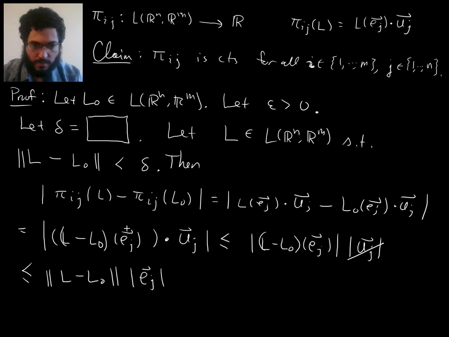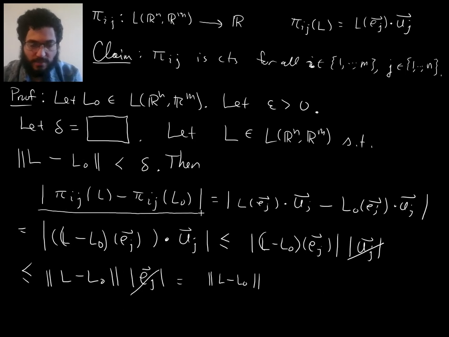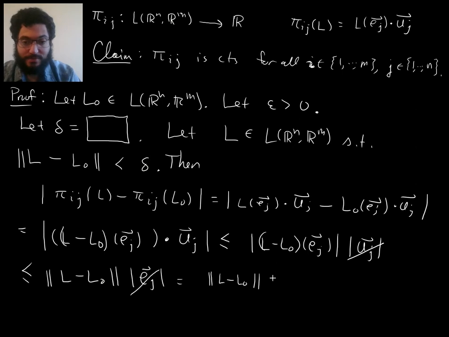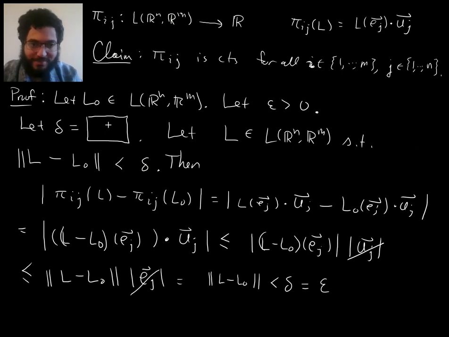Okay, and this is 1, so we just get that. And that's exactly what we have control over, right? That's what we can make be less than delta. And we want, in the end, to get that this thing we started with is less than epsilon. So now I know exactly what delta should be. It should just be epsilon. So now I have a complete proof. Okay, great. So the pi ij's are continuous.